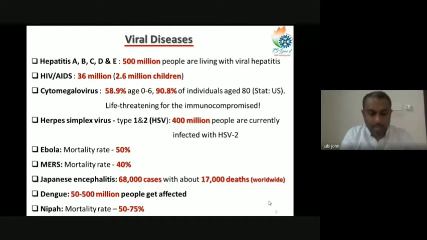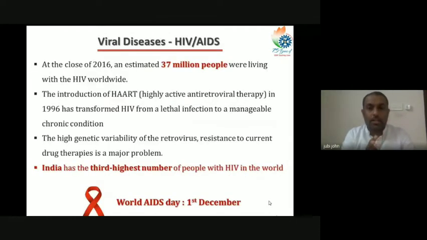So let us talk about HIV in detail. At the close of 2016, there were an estimated 37 million people living with HIV worldwide, with approximately 2 million people newly affected in 2016 alone. The introduction of HAART, highly active antiretroviral therapy, has transformed this viral infection from a lethal form to a manageable chronic condition.